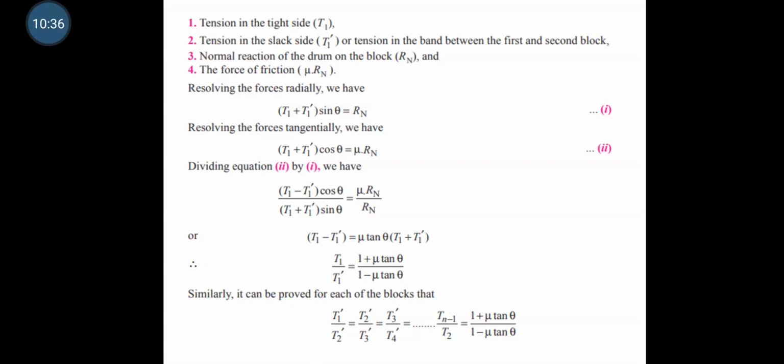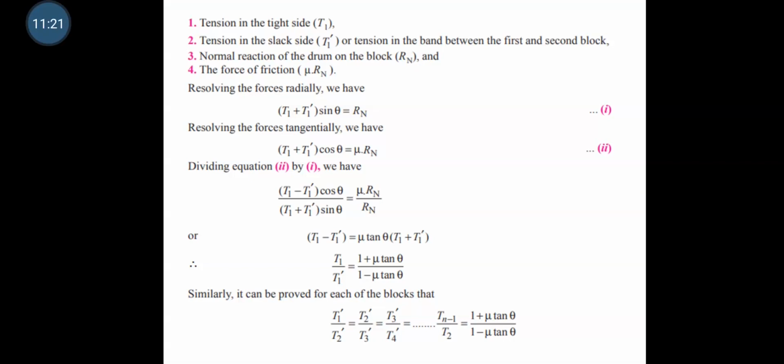Resolving the forces radially, we have (T1 plus T1 dash) into sin theta is equal to Rn. This is equation number 1. Now resolving the forces tangentially, (T1 minus T1 dash) into cos theta is equal to mu into Rn. That is equation number 2. Dividing equation 2 by 1, we have T1 by T1 dash is equal to (1 plus mu tan theta) divided by (1 minus mu tan theta).